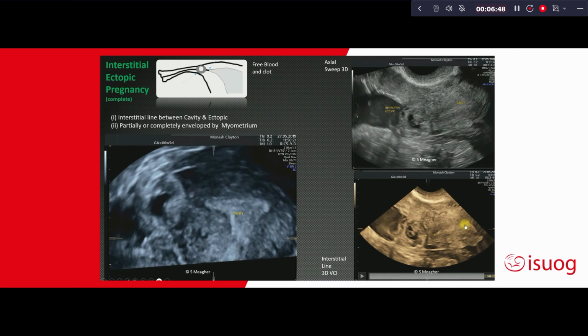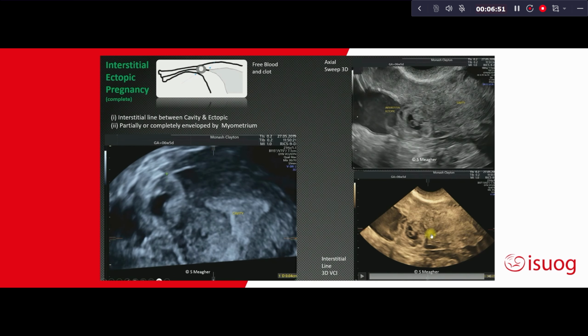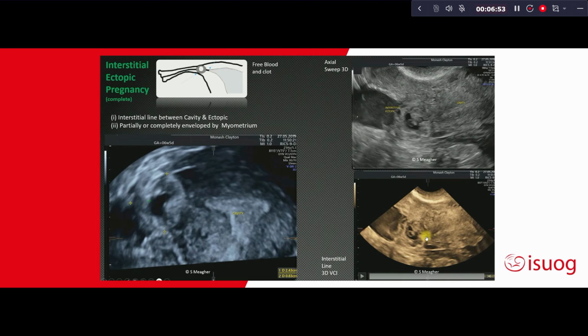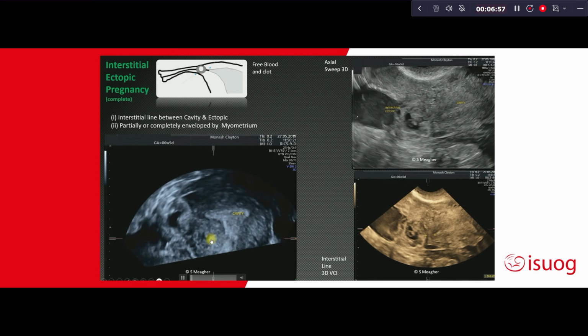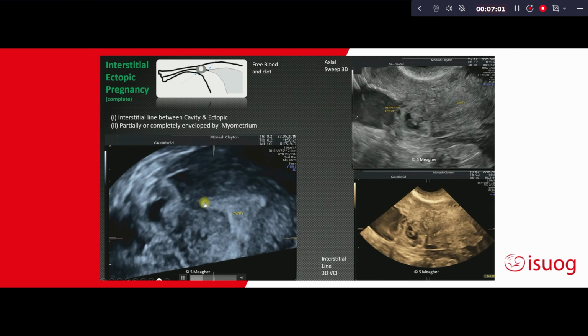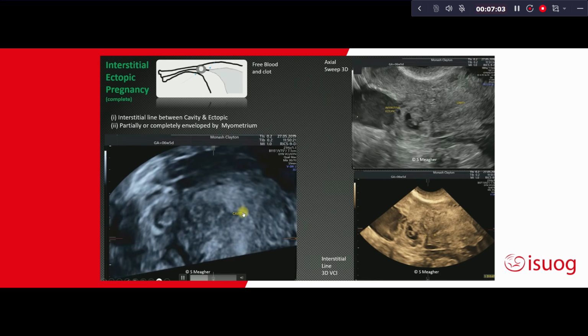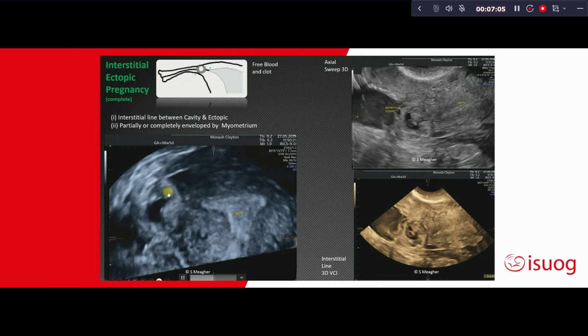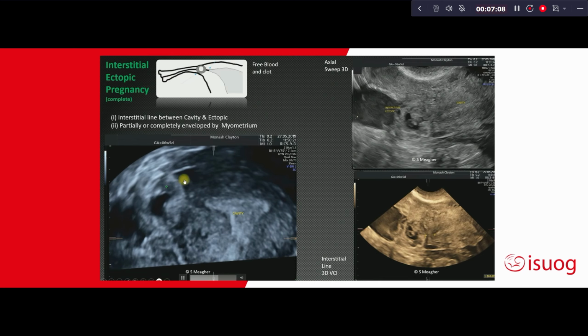When you look on 3D on the same axial section, you can measure the distance between the outer rim of the trophoblast and the outer edge of the uterine cavity. It becomes far more impressive, however, when you look on 3D coronal section. Here's your triangular uterine cavity, which is empty, no blood, no gestation sac, no retained products. But here you have your complete interstitial ectopic pregnancy separated by a band of muscle tissue.